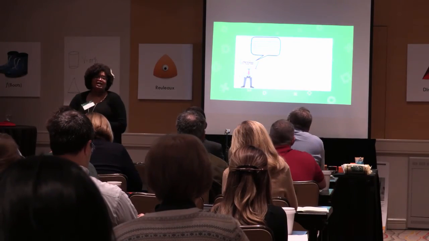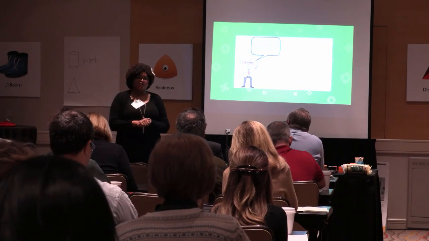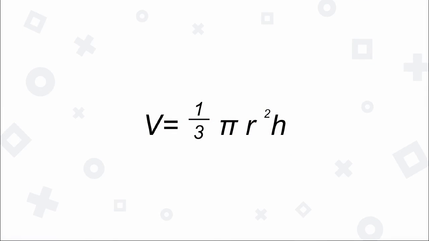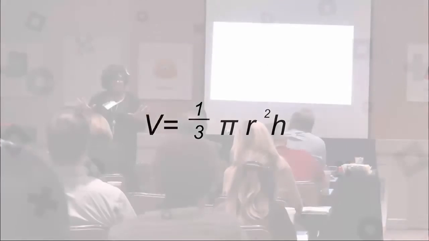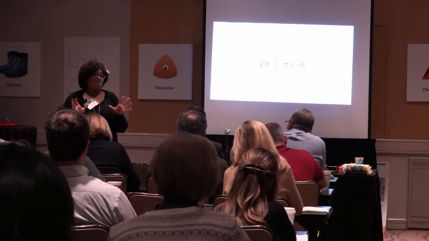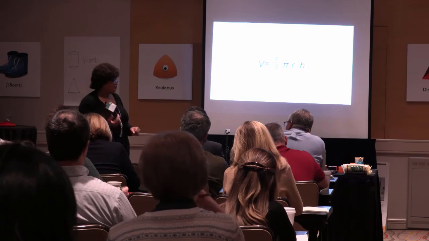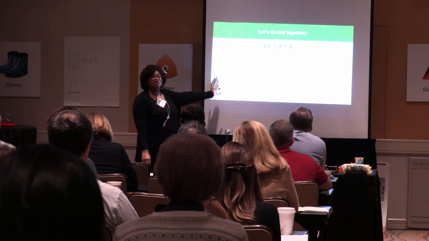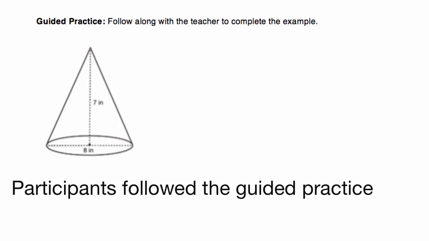Who thinks they can tell me what the volume of a cone is? What's the formula for finding the volume of a cone? Right, perfect. Volume equals 1/3 pi times the radius squared times height. That is the formula, and so we're going to take that formula and we're actually going to engage in some practice. If we look at our volume formula, we see that we're doing 1/3 pi times the radius squared times the height. Who can tell me what the radius is if our diameter is 8 inches?